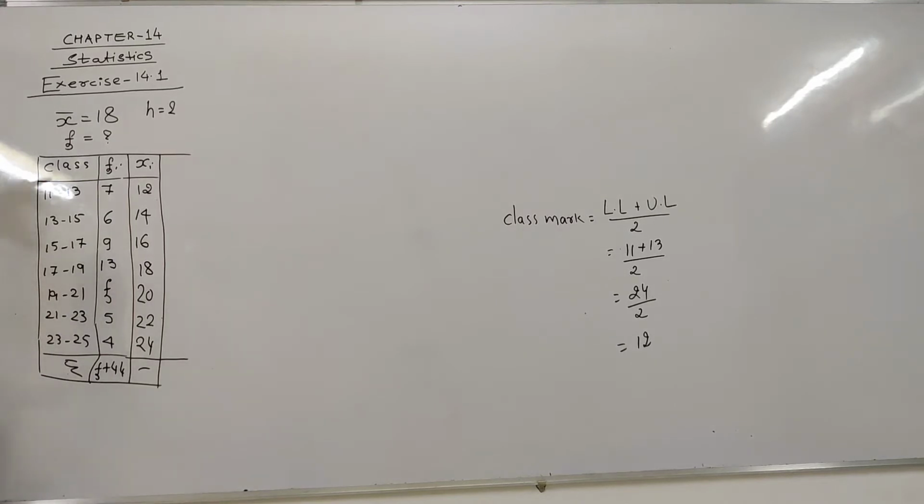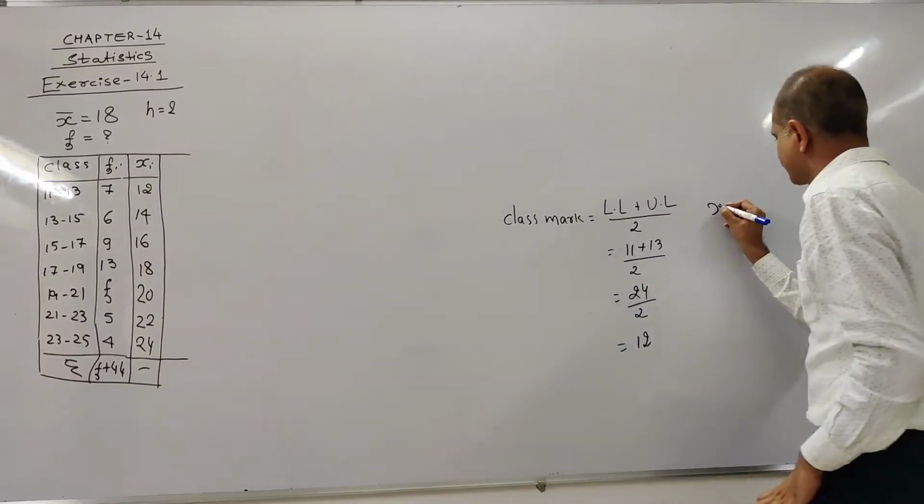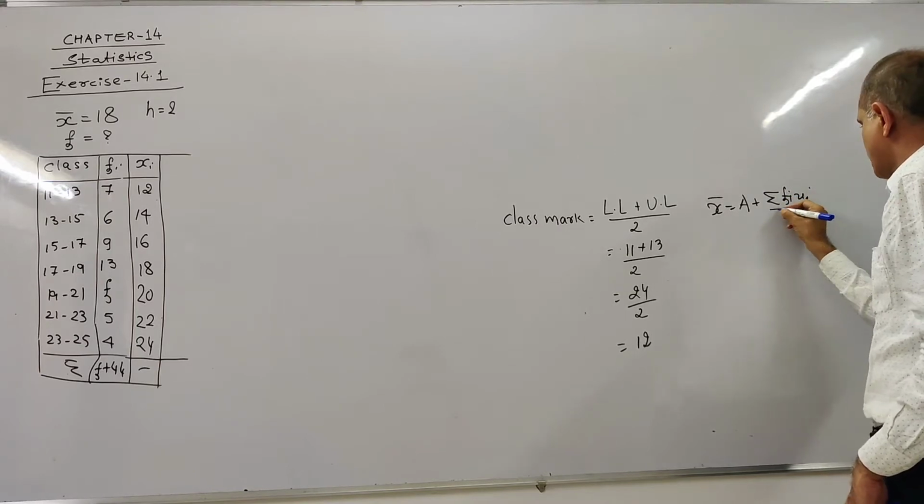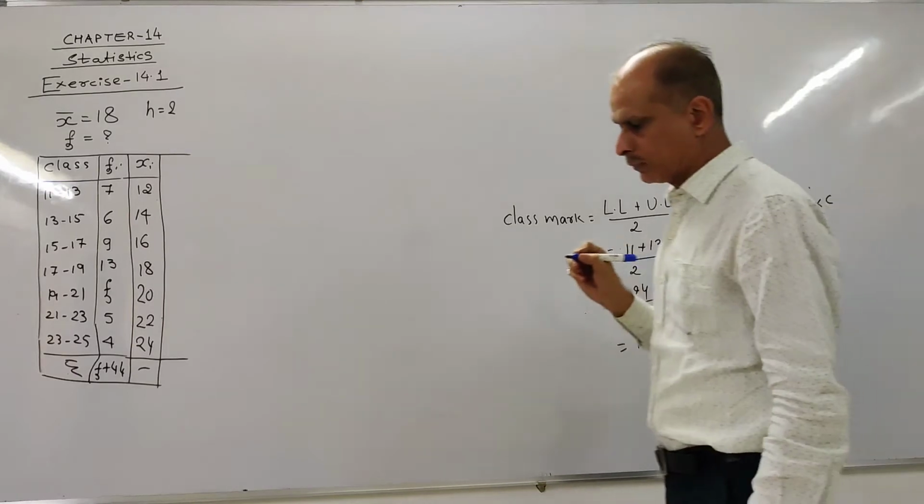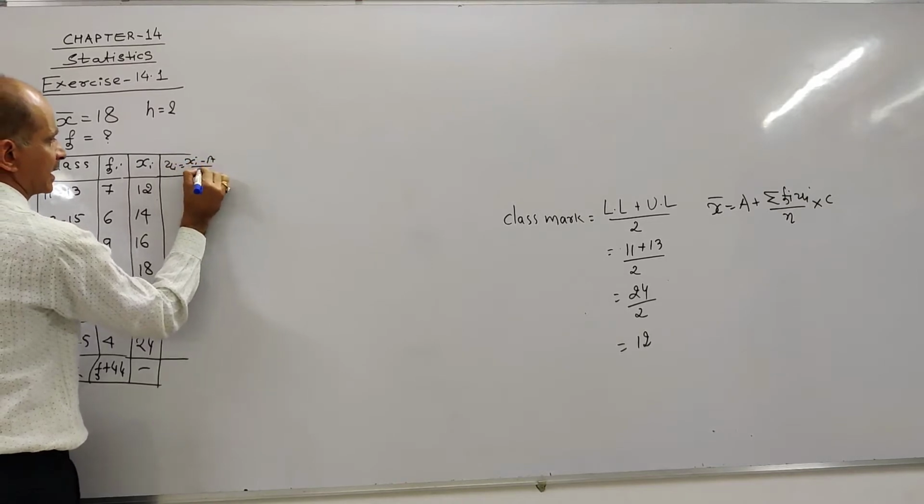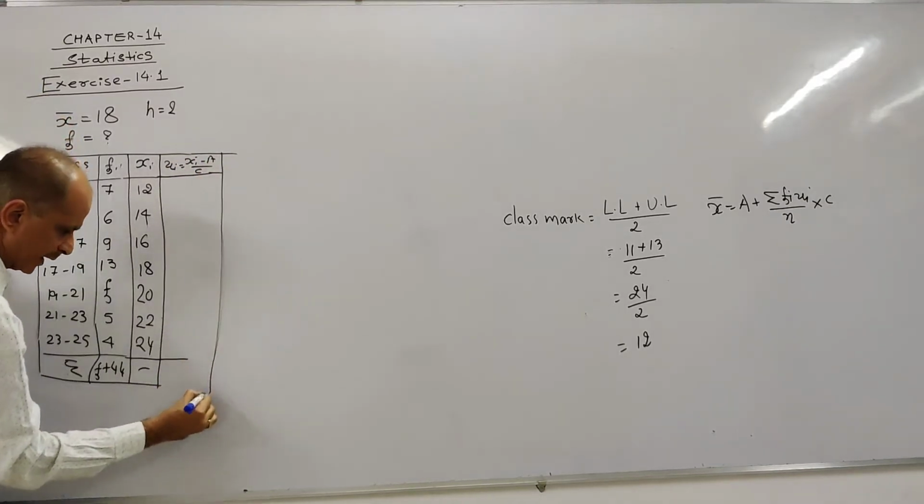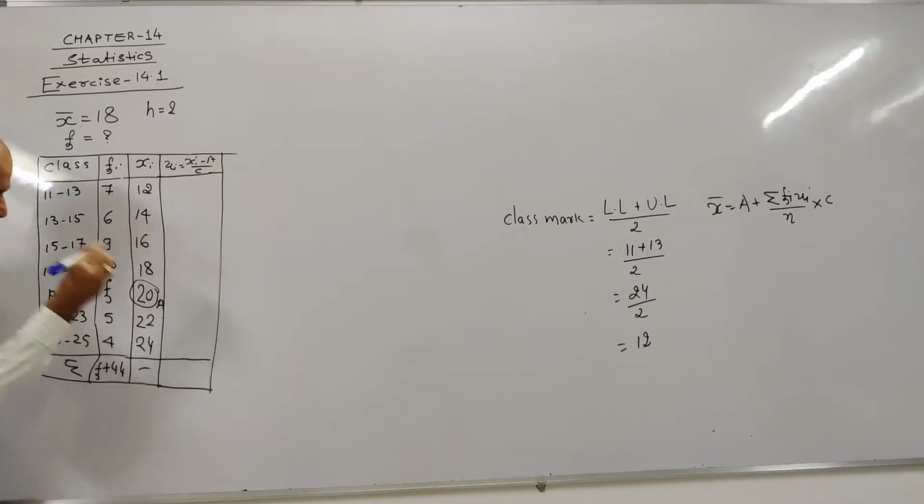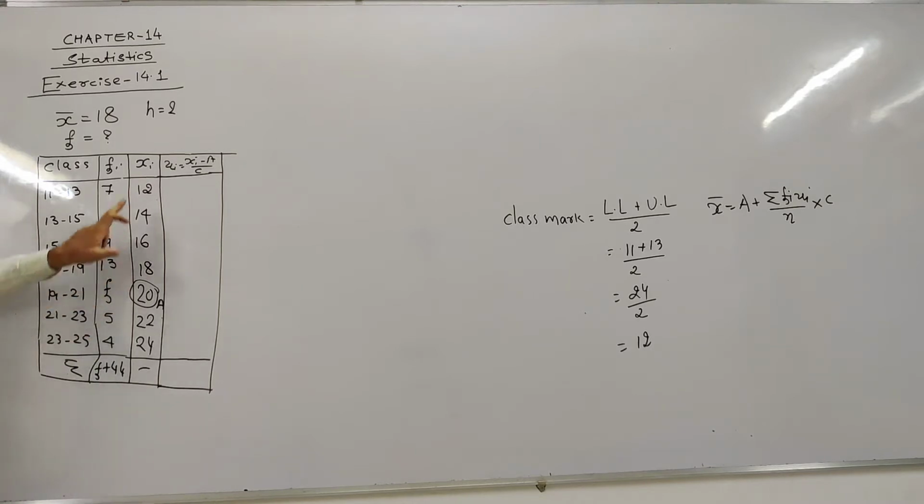You know, x bar is already given to you and your aim is to find out the missing frequency. So let me use the step deviation method. X bar is equal to a plus sigma fi ui upon n into c. So when you write, ui is equal to xi minus a upon c. So first of all you have to assume a. Let me assume the xi against f is equal to a. When one missing frequency is there, you have to assume the xi against f as a.